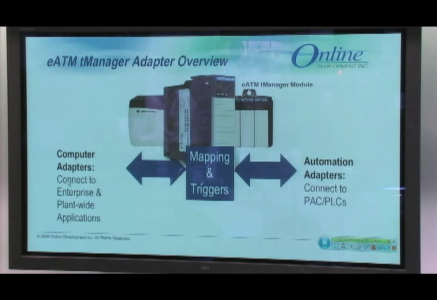Now let's take a look at the capabilities of the eATM tManager. Simply stated, it provides data exchange between one or more computer systems and one or more automation controllers. These exchanges are accomplished by the use of specific adapters ordered with the module for specific computer system or automation controller data communications. The mapping and triggers in the module enable the configuration of data exchanges.